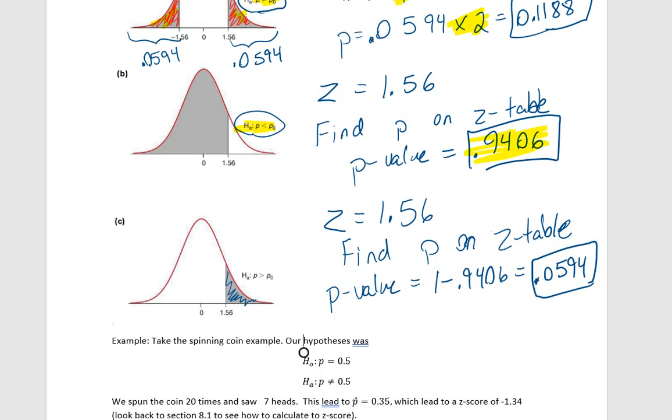Now, on the very last one, since we want to look at extremes of p being greater than p naught, we're going to be looking at the right-hand side, so you're going to use the same z-score that you found before. Then you're going to do 1 minus the p-value that you found on the table.